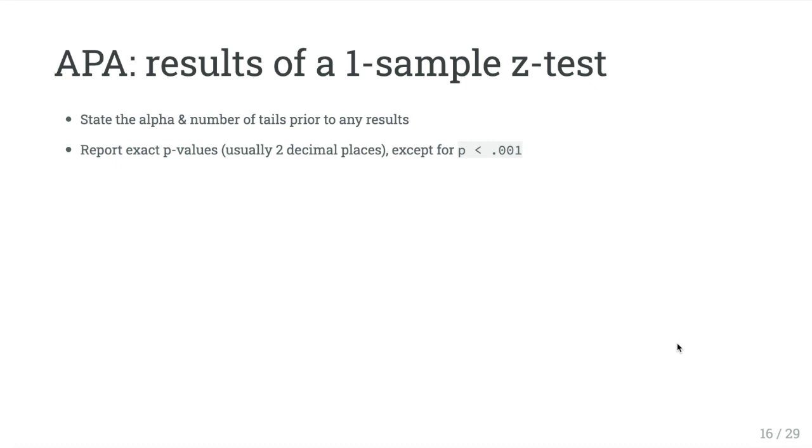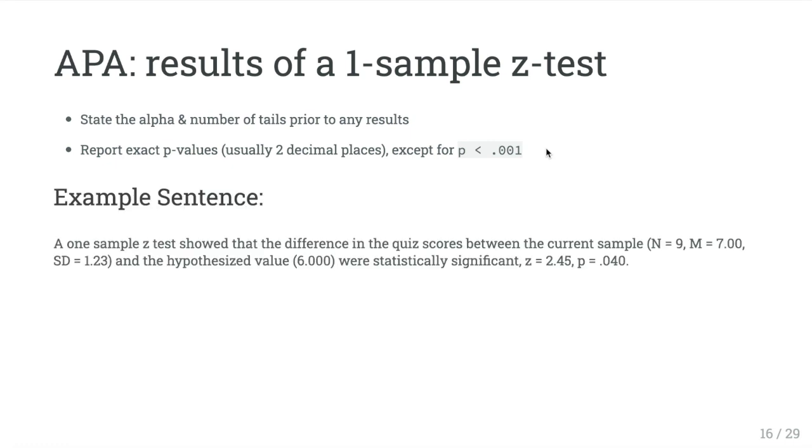But the idea is, especially like APA and how things are reported, it's going to be very similar across the board. So we want to state the alpha and the number of tails prior to any results. We want to report the exact p-values, usually 2 decimal places, except for when it's really small. Then we go to 3 and we say less than. For example, a one-sample z-test showed that the difference in the quiz scores between the current sample and the hypothesized value were statistically significant. That's a really good way of putting a situation.